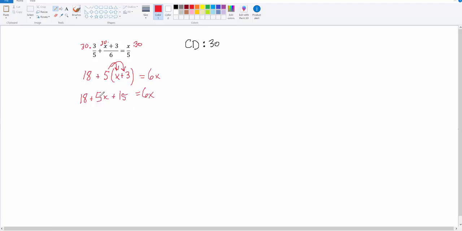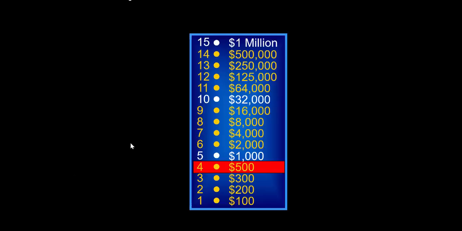I want to go ahead and get everything to one side here. So let's add the 18 and the 15. That's 33. And we'll minus the 5x, minus 5x, minus 5x. That leaves me with x equals 18 plus 15, which is 33, which is what they got for the answer. Next question.